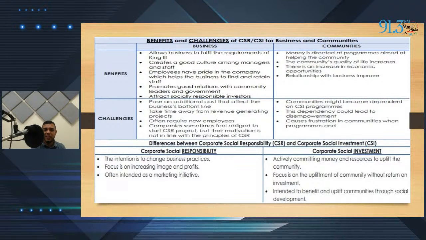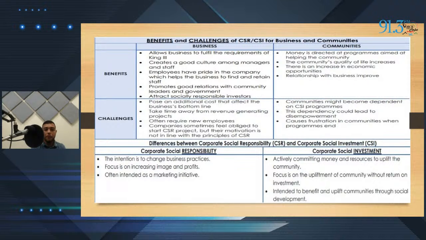The challenges facing the business with CSR projects is that they pose an additional cost that can affect the business bottom line. It takes time away from the revenue generating projects, and it often requires new employees. Companies sometimes feel obliged to start CSR projects, but their motivation is not in line with the principle of the CSR.